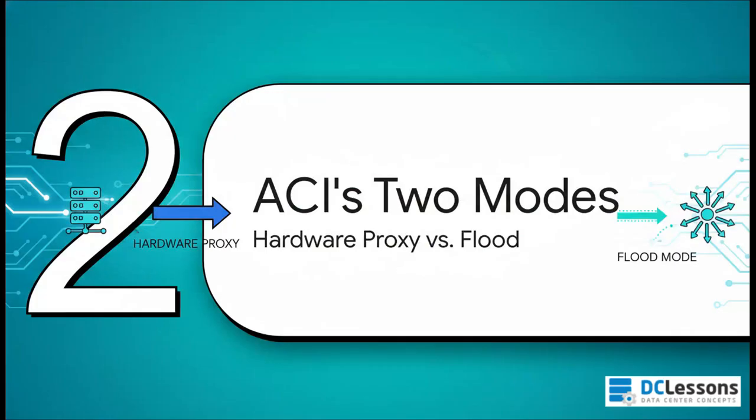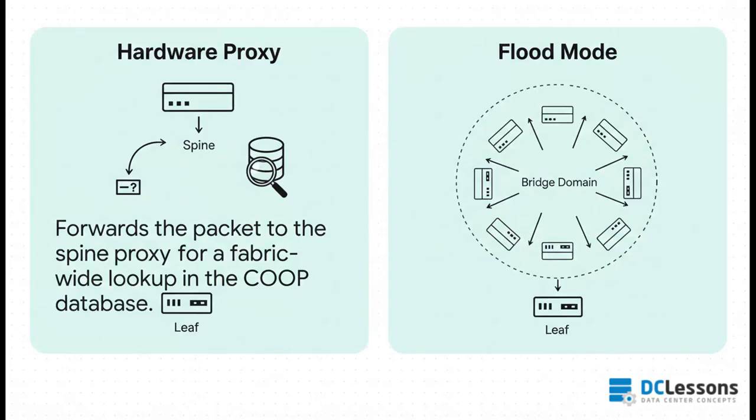This is where ACI really gives you control. Inside any bridge domain, you get a choice between 2 modes. There's hardware-proxy, which is the default, and then there's the more traditional flood mode. And let me tell you, the choice you make here is going to have a huge impact on how your fabric behaves. So this slide really gets to the heart of it.